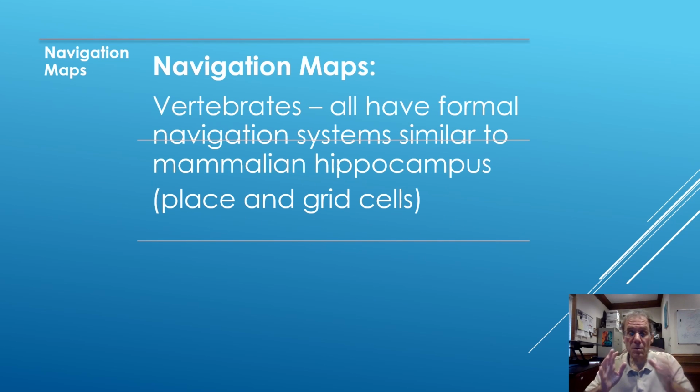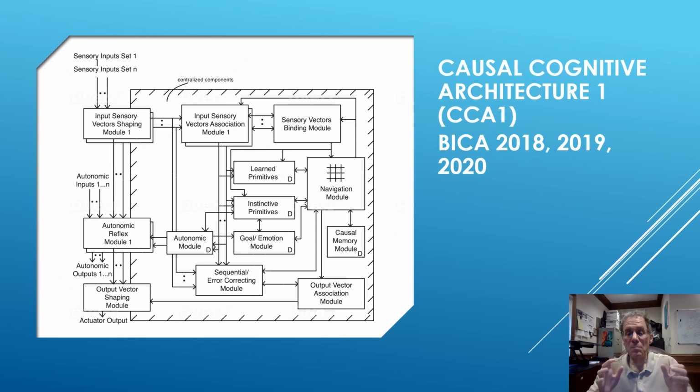All vertebrates, not just mammals, have some sort of formal navigation system, often very similar to the mammalian hippocampus. In my original causal cognitive architecture, I postulated that the rest of the mammalian brain, i.e. the cortex, is just the hippocampus duplicated a zillion times, and I assumed everything in our brains is navigation maps, and hence the basis of my architecture, and hence the navigation map is the fundamental data structure in the causal cognitive architecture. And then when you look at the equations, it makes a bit more sense.